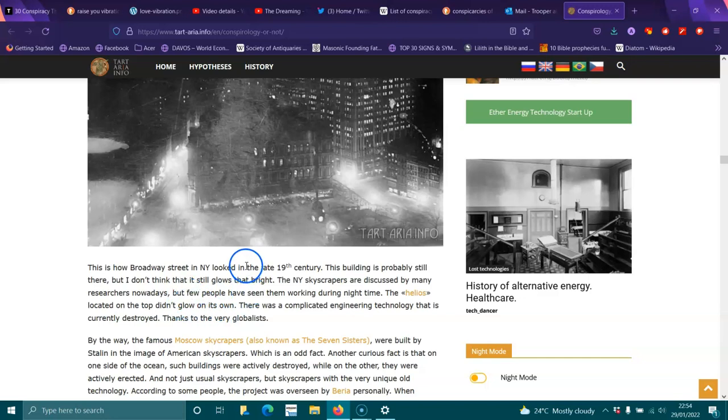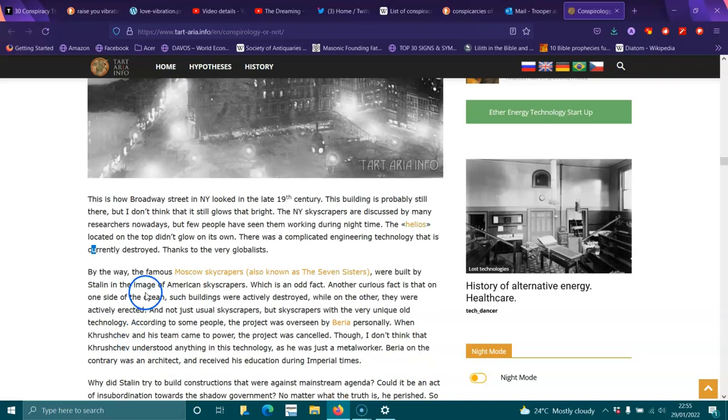This is how Broadway Street in New York looked in the late 19th century. This building is probably still there, but I don't think it still glows that bright. The New York skyscrapers are discussed in many researches nowadays, but few people have seen them working during the nighttime. The Helios, located at the top, didn't glow on its own. There was a complicated engineering technology that is currently destroyed, thanks to the very globalists.